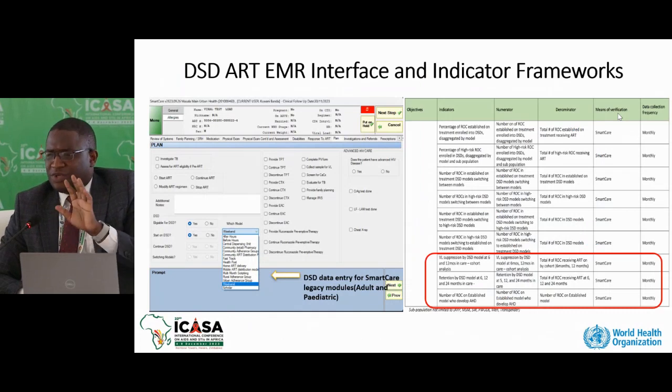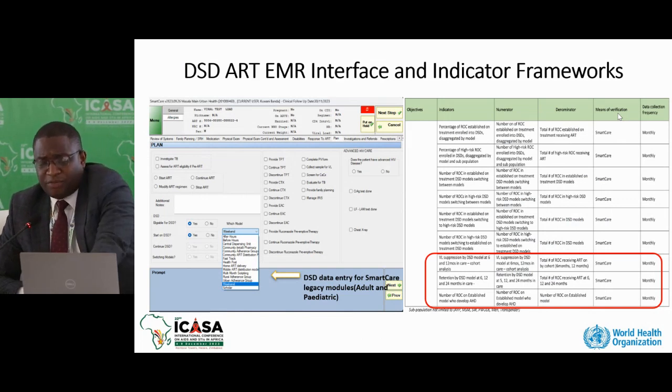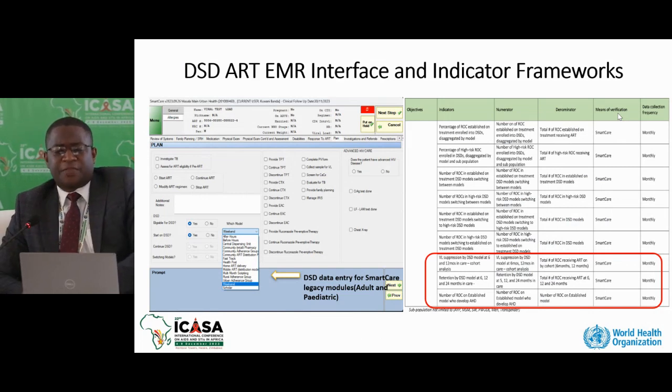You can see that we do have an interface where you can tick for DSDs. And our indicator frameworks, we have updated it where we do have outcomes indicators, including viral load suppression rate for those on DSDs, and also retention in care for those on DSDs, and a lot of other indicators. But these are probably the indicators of importance to our discussion.